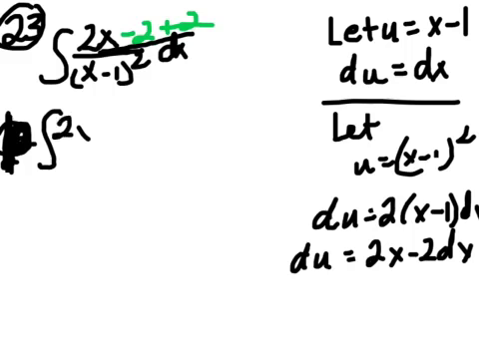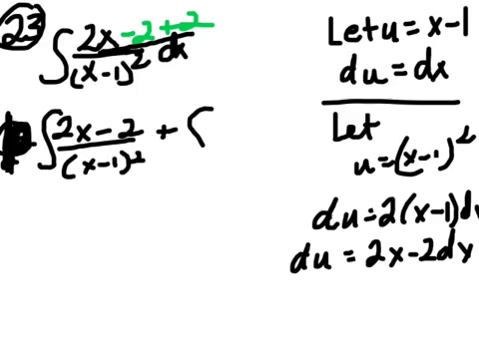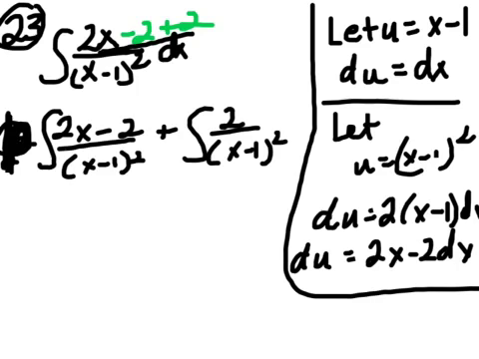If I do that, here's what I can do. I can split this up into 2 integrals. 2x minus 2 over x minus 1 squared plus 2 over x minus 1 squared. I kind of got to use both of these u's, each on a separate problem. So it wasn't a waste what I did at first. I'm going to have to consider both of these possible substitutions. I probably should have called one v or something just to differentiate between the two.